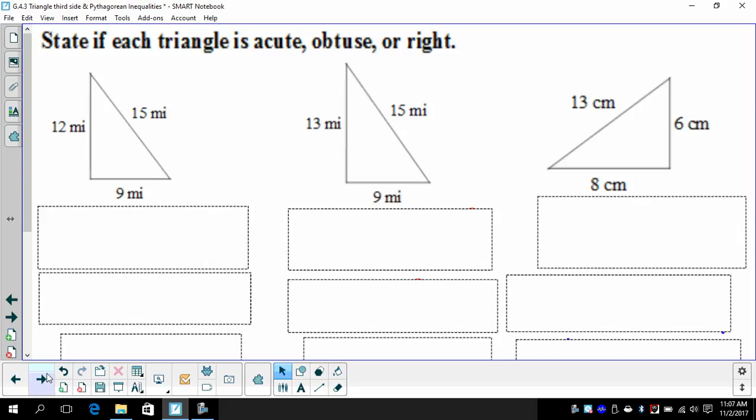The other thing I had you add to the flipbook is another type of inequality, and that is figuring out if a triangle is acute, obtuse, or right. And so we have this theorem, the Pythagorean theorem says that a squared plus b squared is equal to c squared.